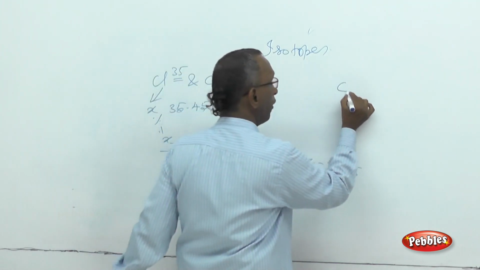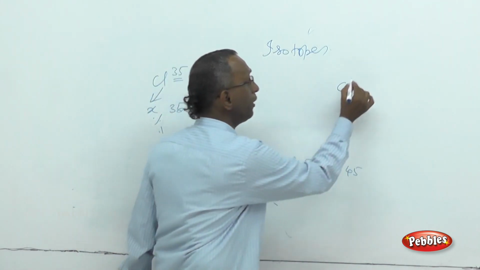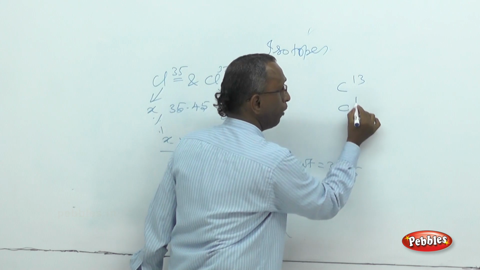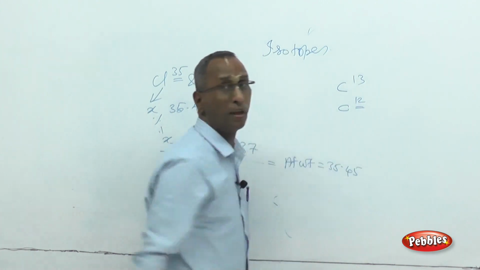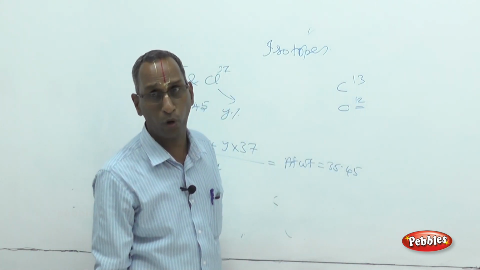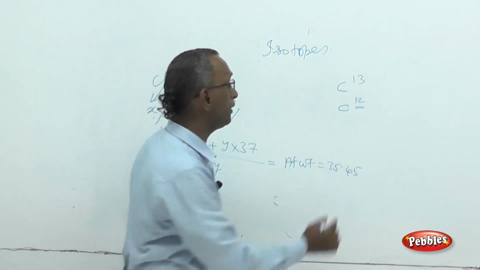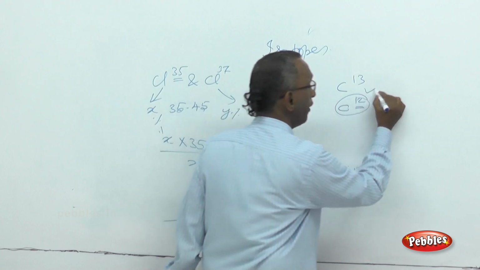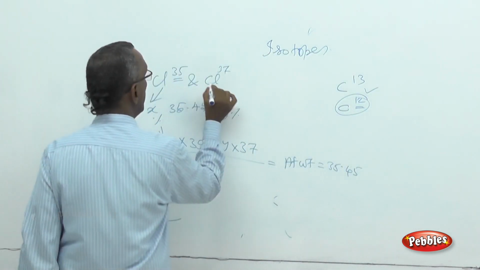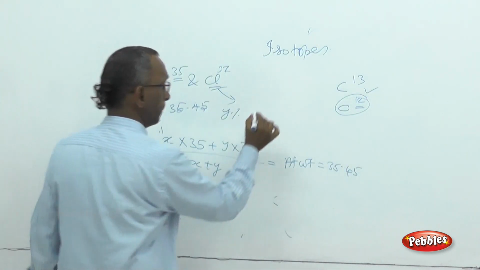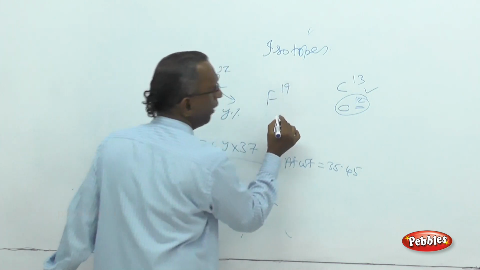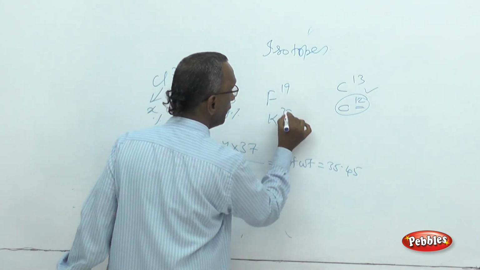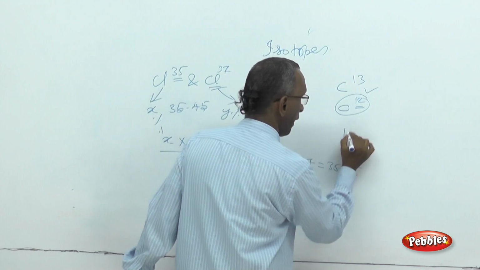Similarly, is the case of carbon, C13, we will refer. Normally carbon atomic number is 6, meaning 6 protons or 6 electrons. The normal isotope is C12. C13 is a heavier isotope. So Cl37 is the heavier isotope. F19 is the heavier isotope. K39 is the heavier isotope.